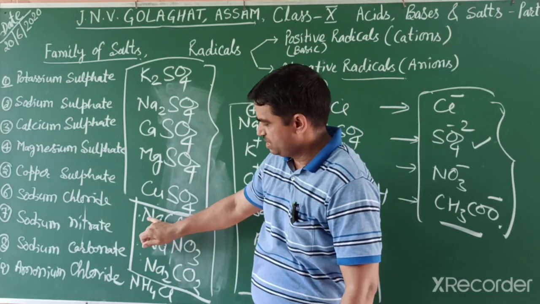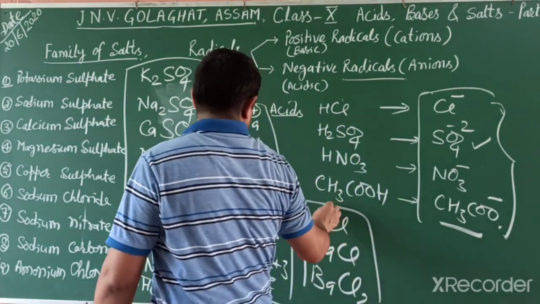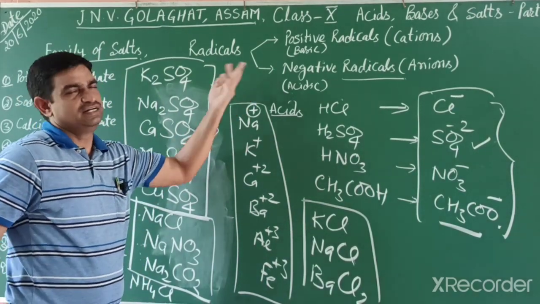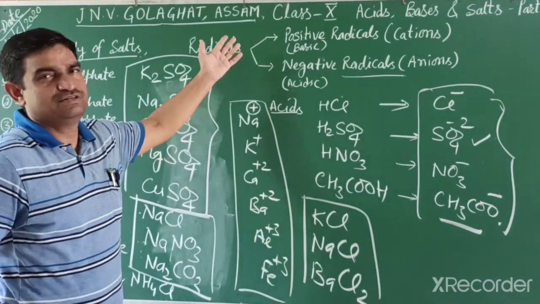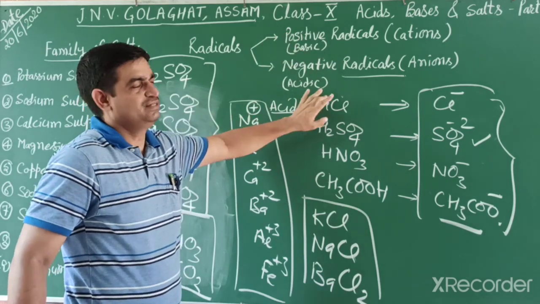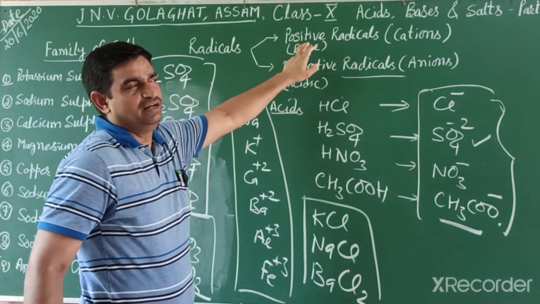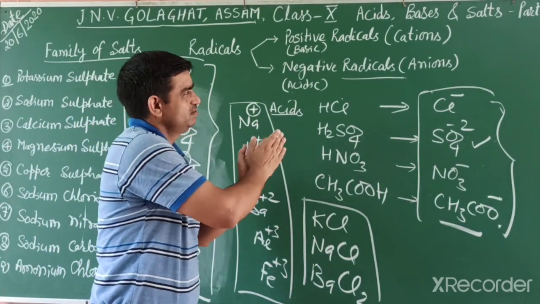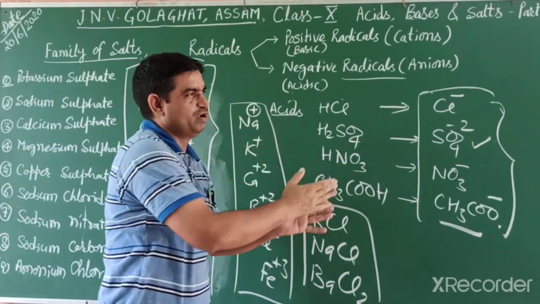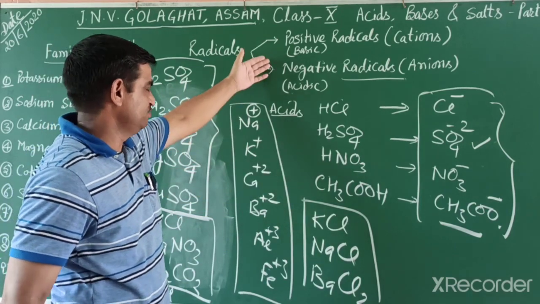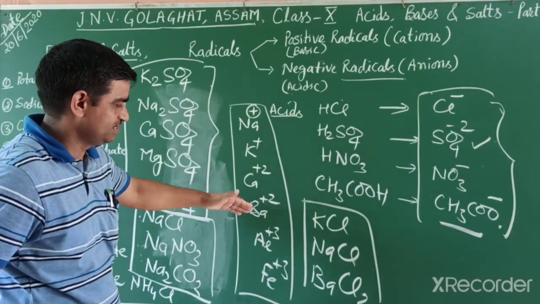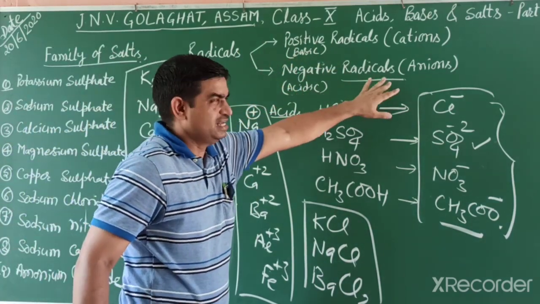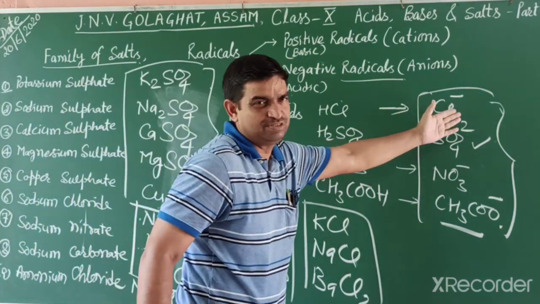All these salts have sodium in common. In these salts, chloride is common. And we study radicals. Radicals are of two types, positive and negative. We get positive radicals from a base: when we remove the hydroxide ion from a base, we get positive radicals like sodium, potassium, calcium. These are basic radicals. And anions means having a negative charge.